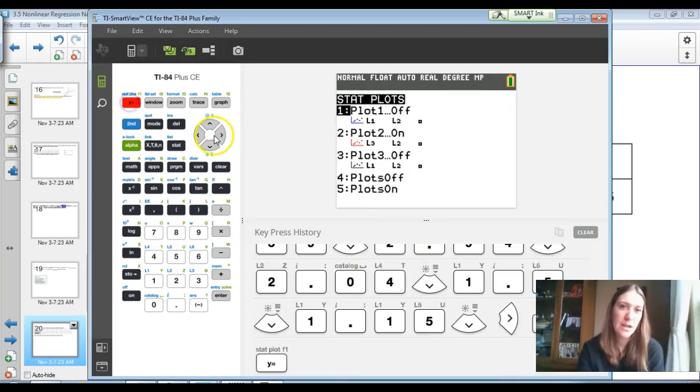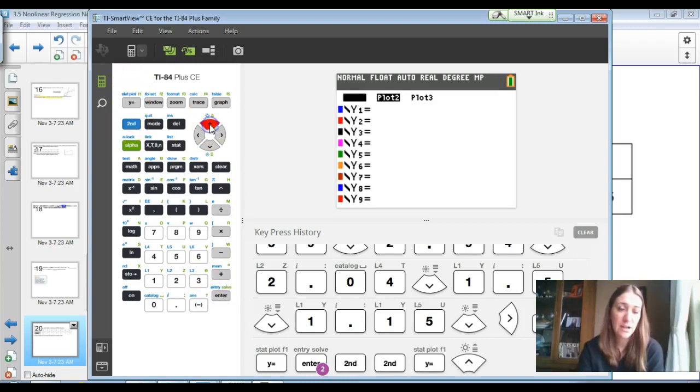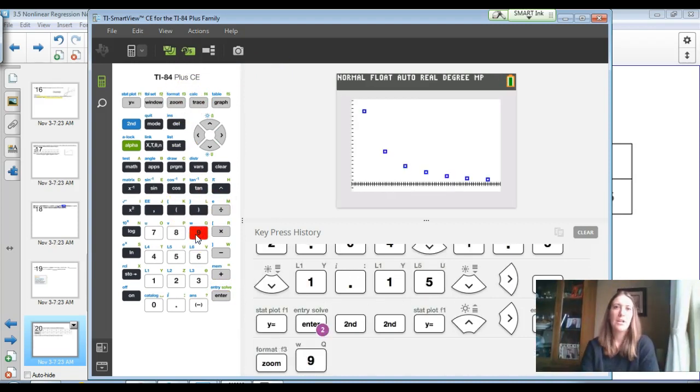But I do want to look at the scatter plot. So I want to turn back on that first scatter plot, and I want to turn off the second scatter plot. Remember, the second one that we had turned on was the test for logarithmic growth. I don't want that one on right now. So let's zoom 9 the original data and get a picture. Oh, that's lovely. I don't know about you, but I'm feeling exponential decay.